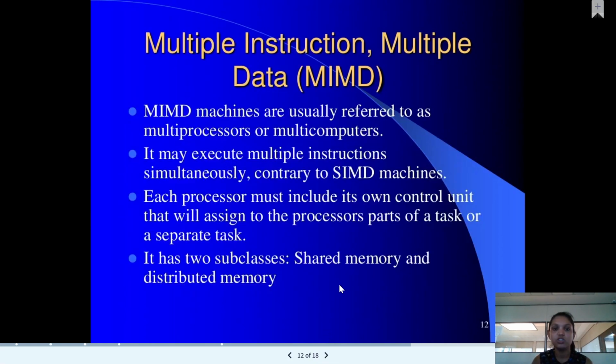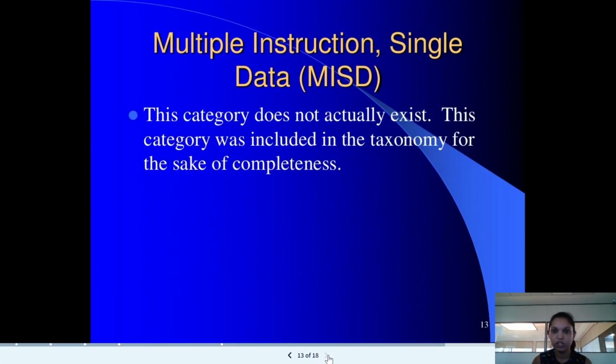Third is multiple instruction, multiple data sets. MIMD machines are usually referred to as multiprocessors or multicomputers. They may execute multiple instructions simultaneously, contrary to SIMD machines. Each processor must include its own control unit that will assign to processors parts of a task or separate tasks. It has two subclasses, namely shared memory and distributed memory.